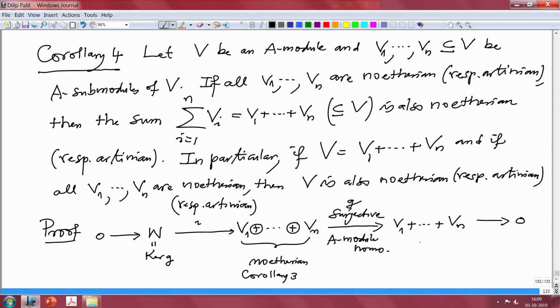This is isomorphic to V1 direct sum Vn modulo the kernel. So the submodule is Noetherian, and therefore the quotient module is also Noetherian, and therefore the isomorphic module is also Noetherian. So we conclude the sum V1 plus Vn is Noetherian.